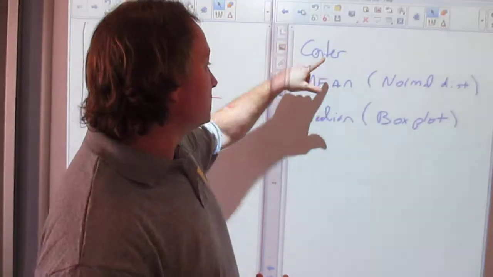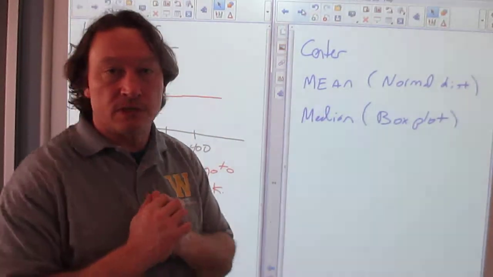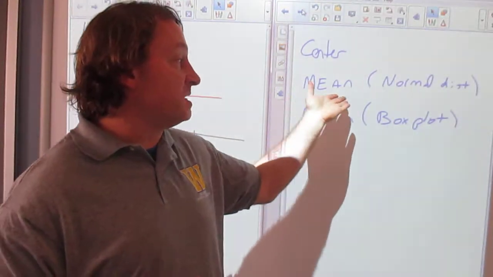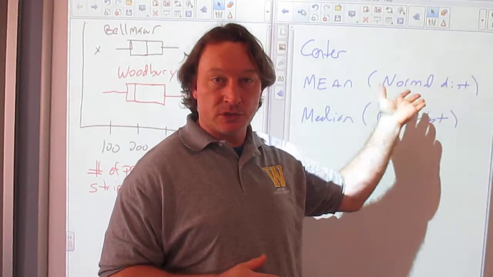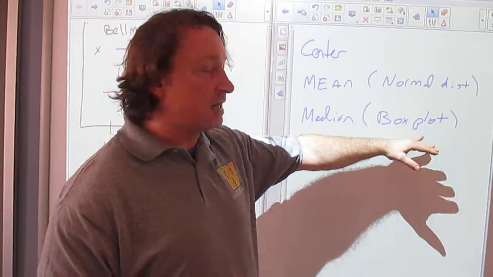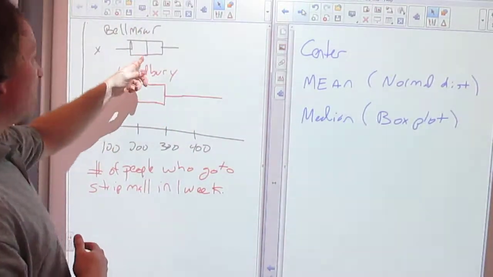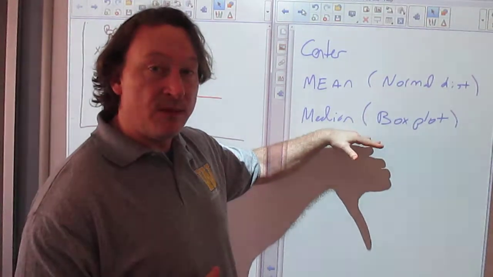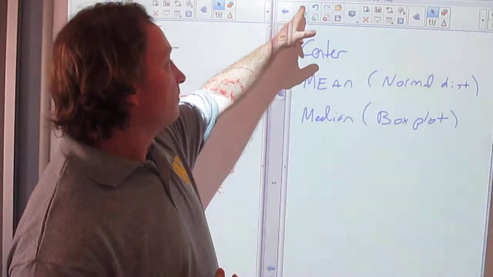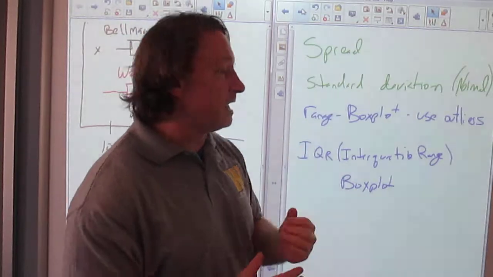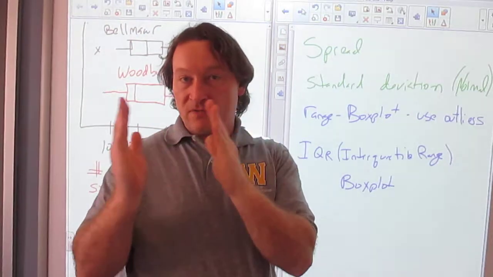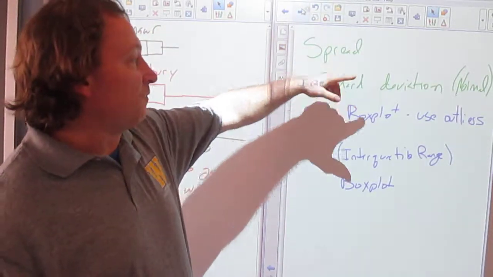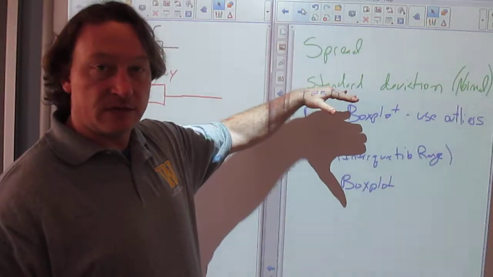We want to talk about center when you're describing a distribution. We're either going to use mean or median. So far for the normal distribution, we use mean. But when we're looking at a box plot, since we already know what this is, that's the median, we're going to be talking about the center as the median. We want to talk about spread. How far away are we from the middle? How far are the data values away? For a normal distribution, that's your standard deviation.